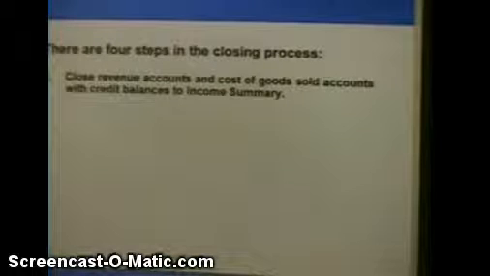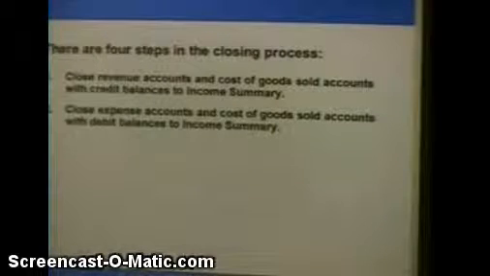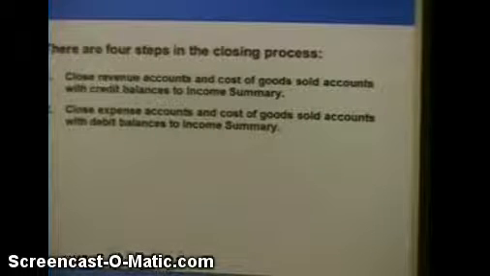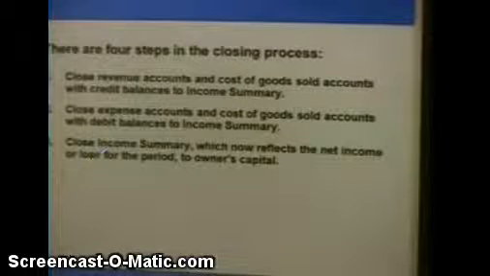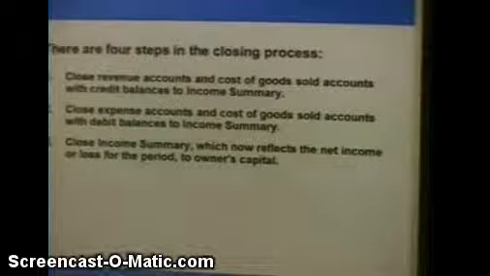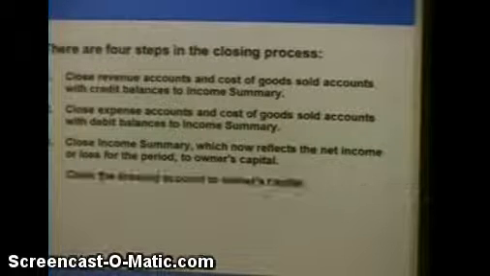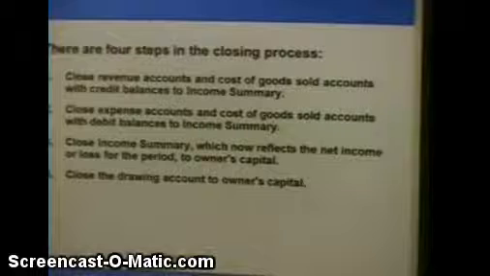Close your revenue and your cost of goods sold accounts with credit balances to the income summary. So all your temporary accounts that have credit balances are closed first. And your credit balances, we'll look at it in a minute. We'll go one by one. Then you close your expense accounts and any of your cost of goods sold accounts that have debit balances, which is going to be like your purchases account. Then the income summary would be closed next, just like you did in chapter 6. And then the drawing account is closed to the owner's capital.